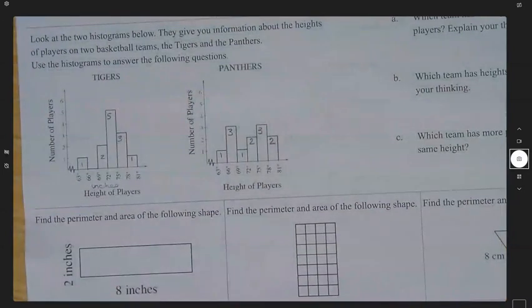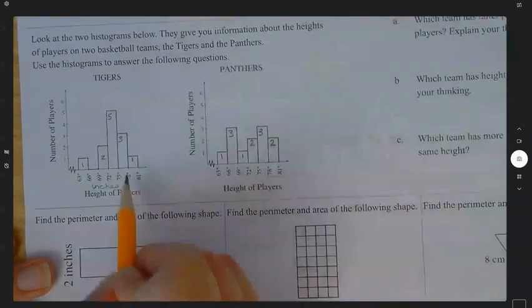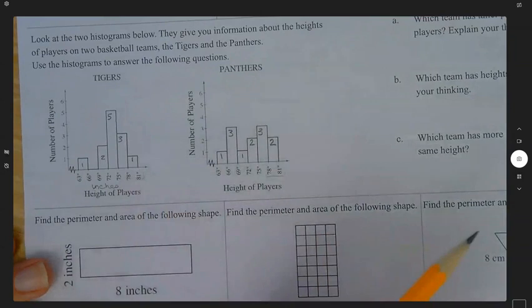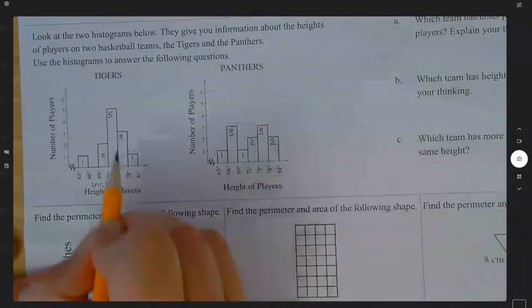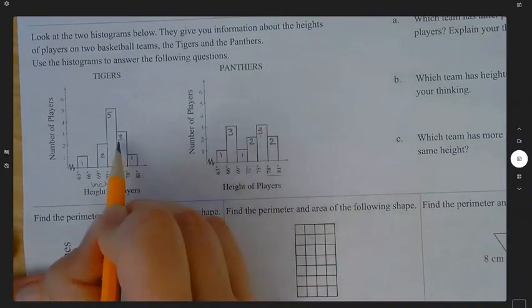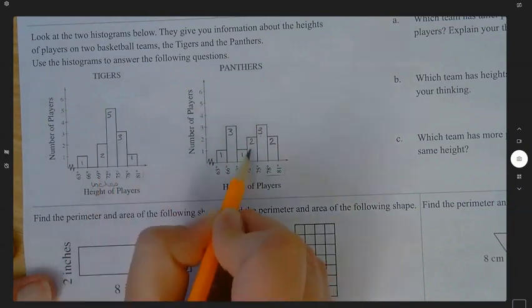So if we're looking at this, we can look at the players in a way that we can look at that biggest height here, which we have 2 and we have 1. And then if we look at this, we can compare. We have 3 and 3 here. And then this biggest, we have 5 here and only 2 here.